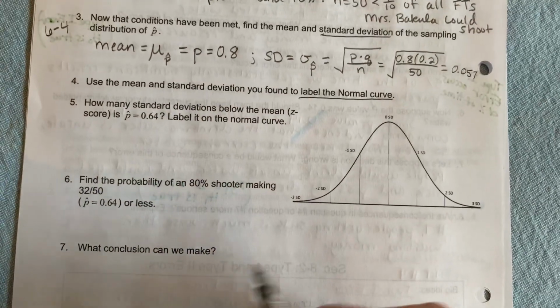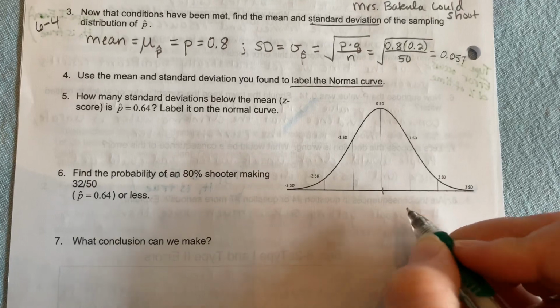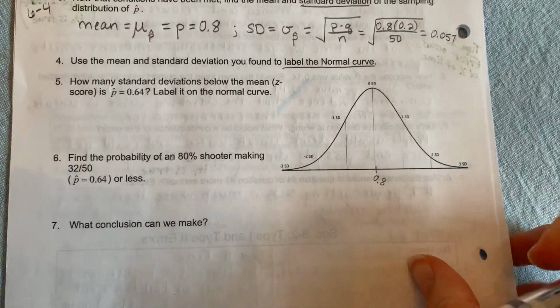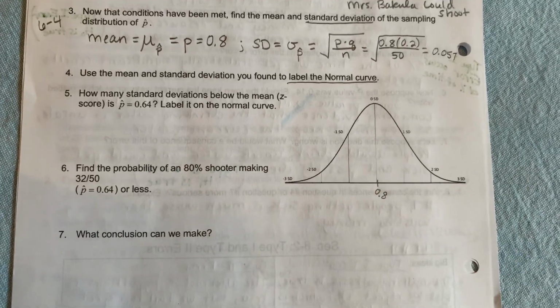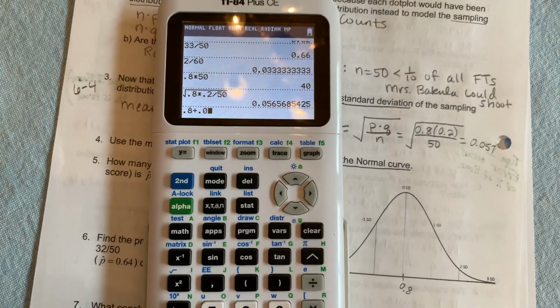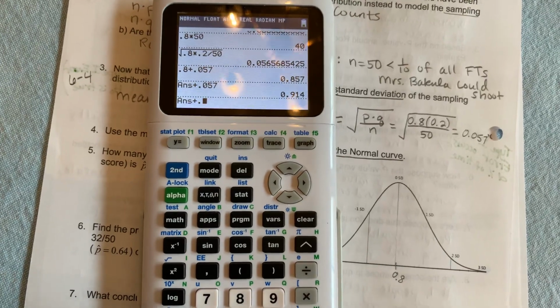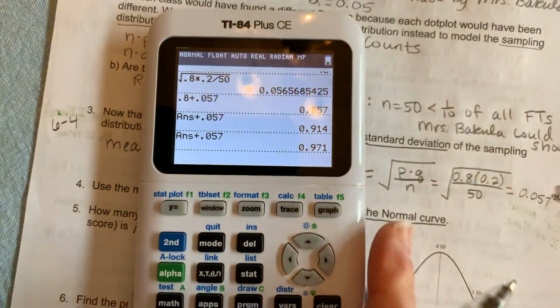Okay? All right. So now that we have the mean and standard deviation, we can label the normal curve. So my mean goes in the middle. That's my population proportion, I'm assuming. So that's 0.8. And then I need to add a standard deviation to 0.8 to get one standard deviation above the mean, and I'll actually do that 3 times. So I'm gonna go ahead and do that. 0.8 plus 0.057 plus 0.057 plus 0.057. Okay, so those are my 3 standard deviations above the mean.